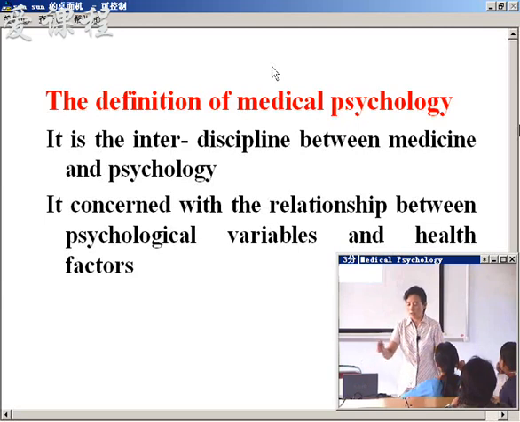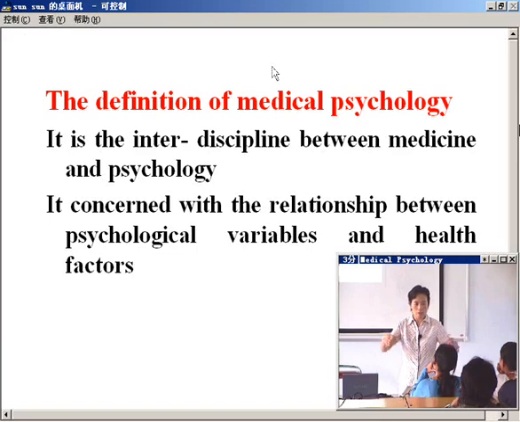So this is the definition of medical psychology. You need to know this is interdisciplinary, integrating psychological factors and biology. Some doctors say medicine is an art, not only a skill, not only a technician's job. It's art, meaning the doctor sees the patient and integrates these different aspects of the person.